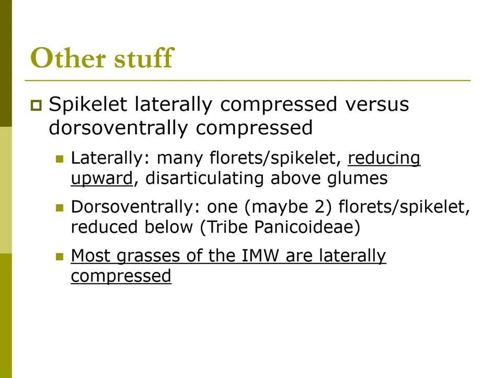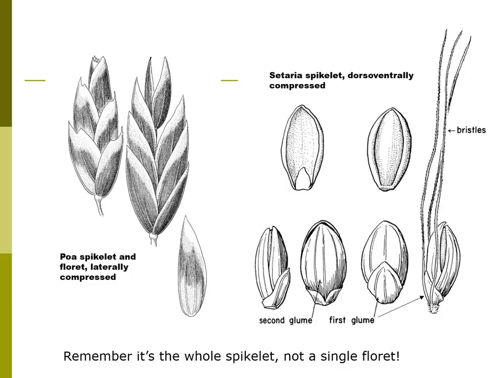Most of our grasses in the Intermountain West are going to be laterally compressed. There are some of the dorsoventrally compressed group, so you still need to know this step. You can't ignore it altogether, but most will be laterally compressed. So here on the left, we've got a bluegrass spikelet, and again, the bottom 2 structures of that spikelet are the glumes, and then you've got 2 to several florets inside there, reducing upward, meaning the further you go from the stem, the less mature they become.